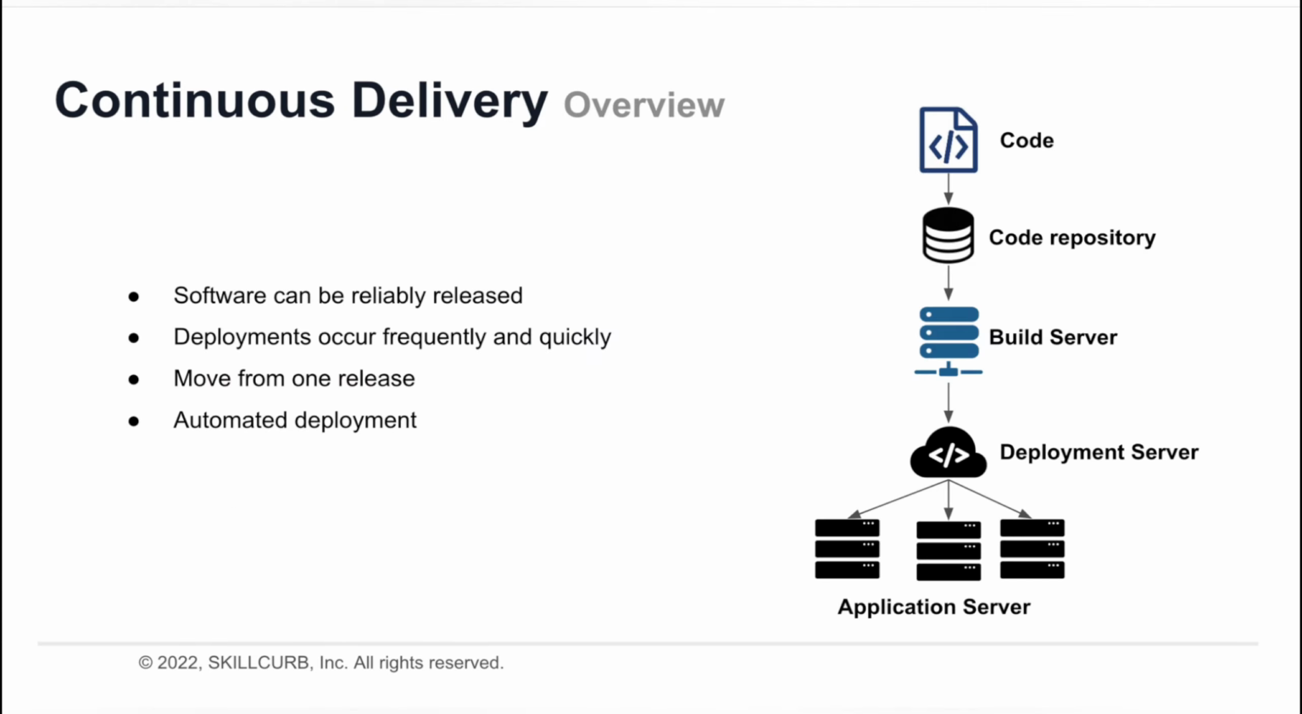Now that we know what continuous integration is and how it works, let's move over to continuous delivery and see what that is. With continuous delivery, you can assure that the software can be reliably released whenever it is required. Continuous delivery ensures that deployments occur frequently and quickly. You can move from 1 release every 3 months to 5 releases every day, and that can only be achieved with continuous delivery. Typically, this means automatic deployment, which includes code deploy.